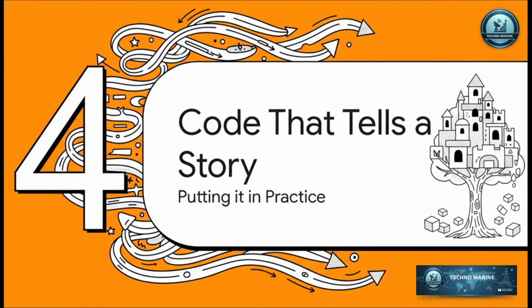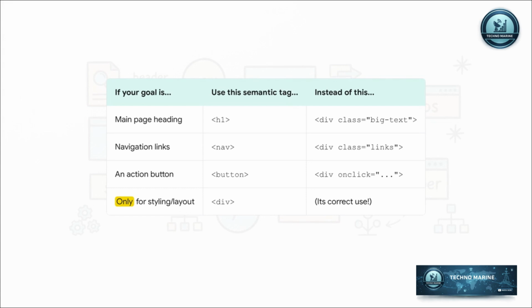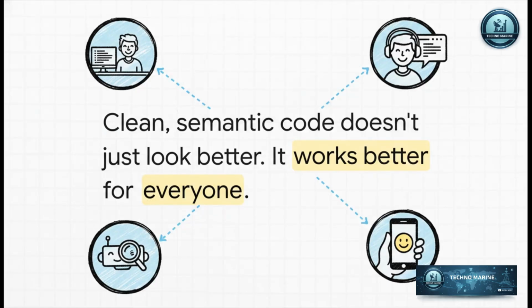So how do you actually put this into practice? Really, it's all about shifting your mindset. You have to stop just making boxes on a screen and start structuring a narrative with your code. Here's a pretty simple guide. The div isn't evil. It still has a super important role, but it should be your last resort. The tool you use only for styling or layout when no other semantic element actually describes the content. That's its real job.